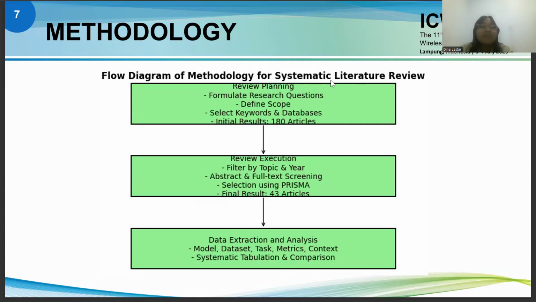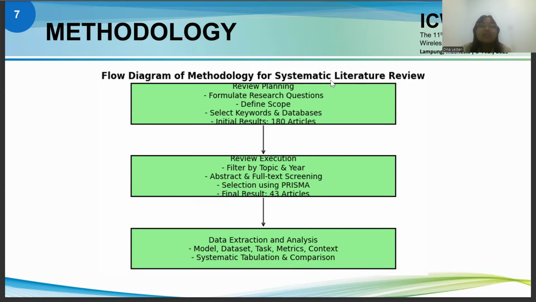This study is conducted as a systematic literature review or SLR. The methodology involves a structured research, selection, and analysis process, which I will explain in this slide.